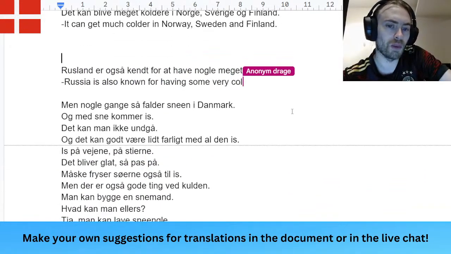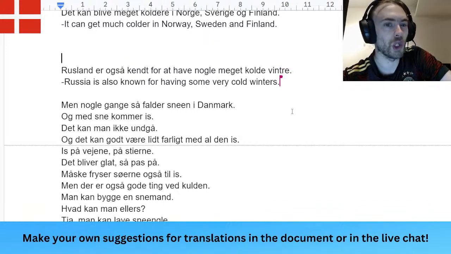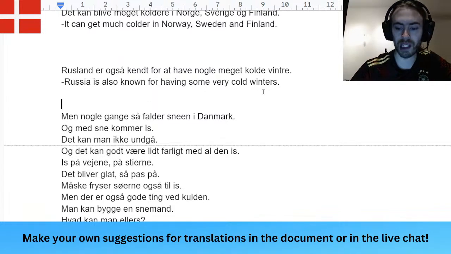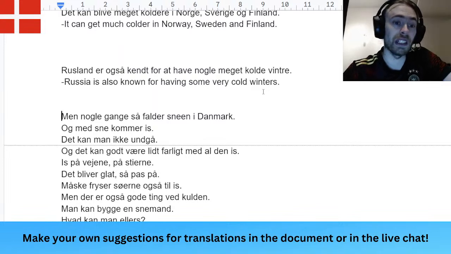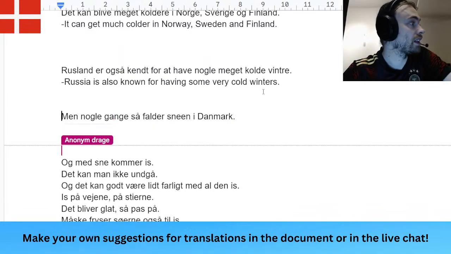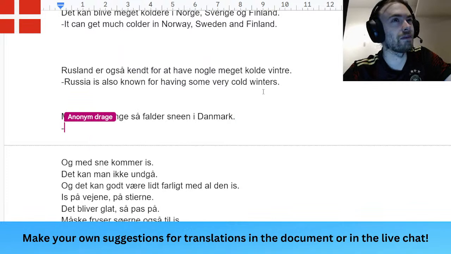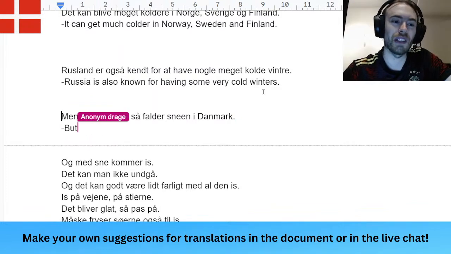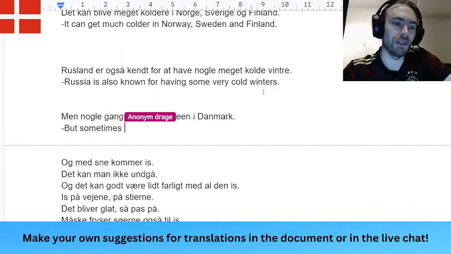Rusland er også kendt for at have nogle meget kolde vintre. Russia is also known for having some very cold winters. Ikke? Meget kolde vintre, very cold winters. Yeah. We have a lot of that in Danish, like Rusland, that's Russia. Tyskland, that's Germany. Grækenland, that's Greece. What else do we have? Grønland, Greenland. Lapland, well, that's not a country though. But yeah, there are quite a few.